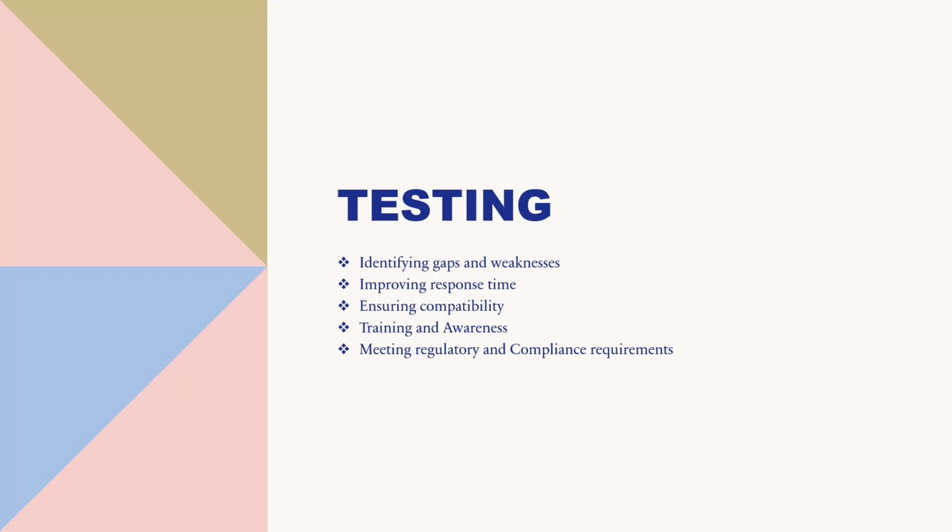Training and awareness. Testing and refining the DRP can help train employees and increase their awareness of the plan by practicing the procedures and processes outlined in the DRP. Employees can better understand their roles and responsibilities and feel more prepared to respond to a disaster. Meeting regulatory and compliance requirements. Depending on the industry and location, there may be a legal or regulatory requirement to test and refine the DRP. Compliance with these requirements can help to avoid fines and penalties.